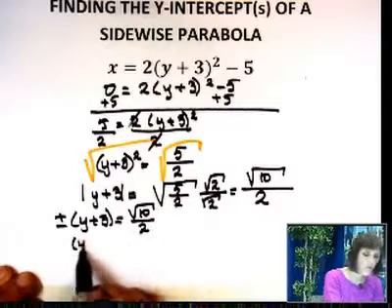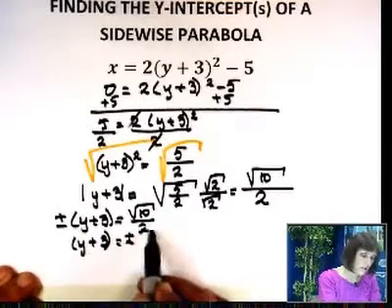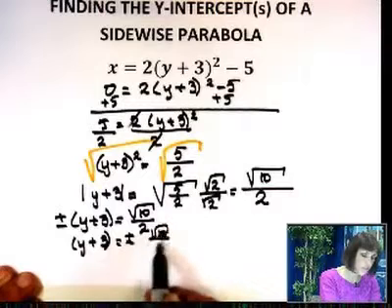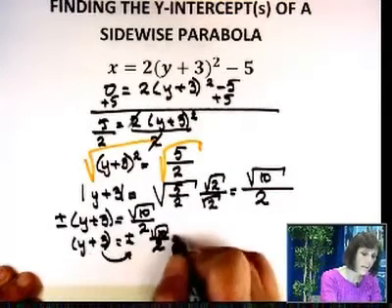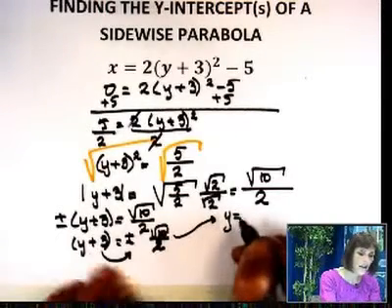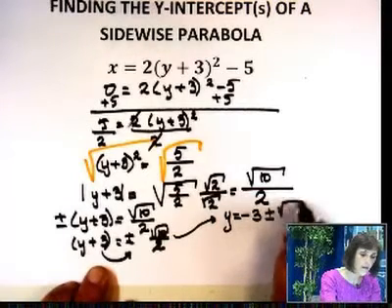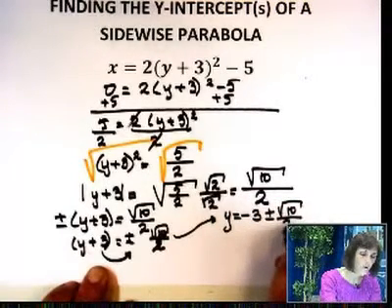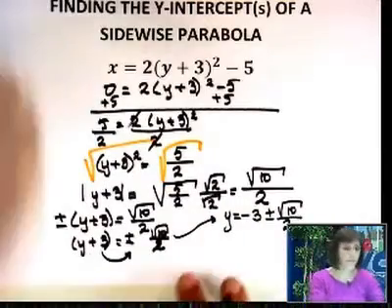You have y plus 3 equals plus minus rad 10 over 2. Now move that 3 to the other side, and we are almost there. You have y equals negative 3 plus minus rad 10 over 2. Same problem, done differently. All right?